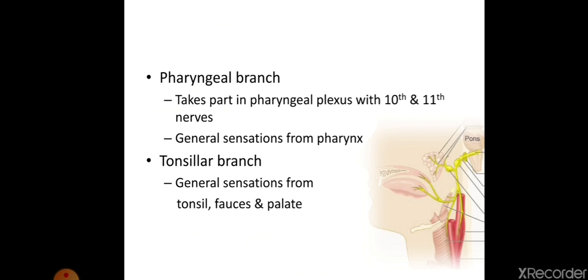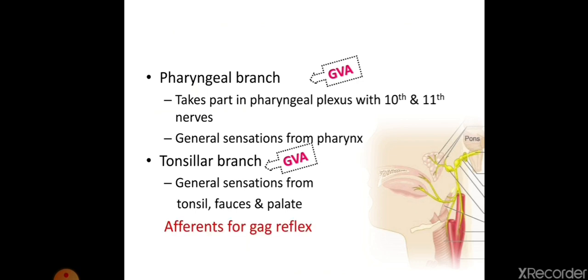The next branches are the pharyngeal branches and tonsillar branches. The pharyngeal branch takes part in the pharyngeal plexus with the 10th and 11th nerves. So it carries general sensation from the pharynx. This comes under the component general visceral afferent. The tonsillar branch carries general sensation from the tonsil, fauces and palate. So this also comes under general visceral afferent. Now try to remember what is the efferent.